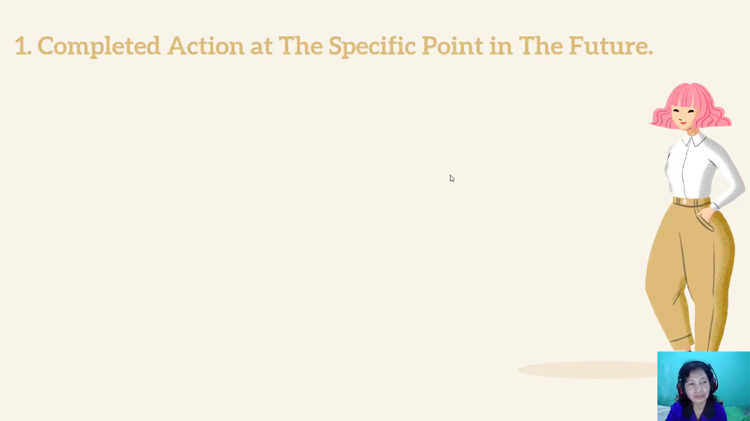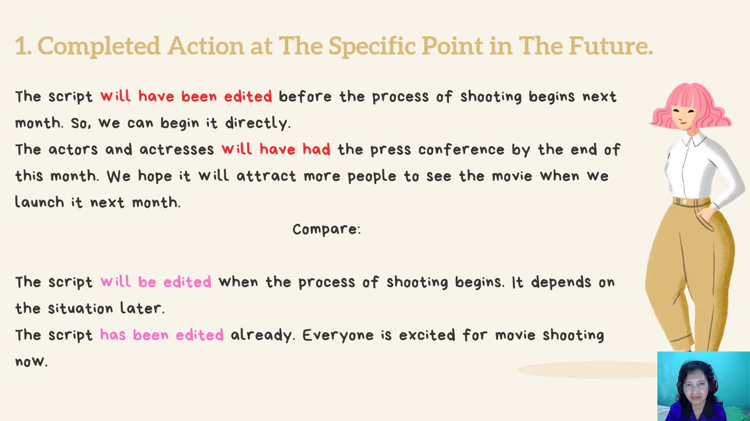The first is to express the completed action at a specific point in the future. Let's see this. Before the process of shooting begins, by the end of this month. These are the specific points in the future. The script will have been edited. This is simple future perfect, completed action. The script will have been edited before the process of shooting begins next month, so we can begin it directly.